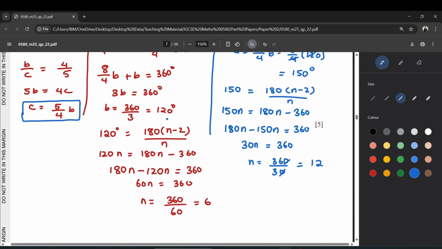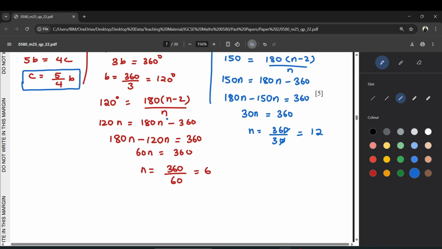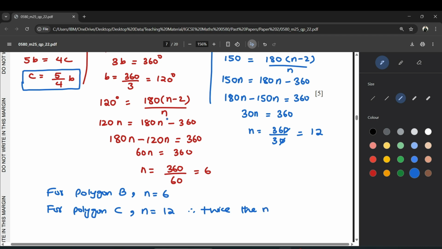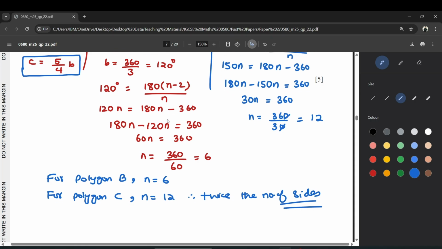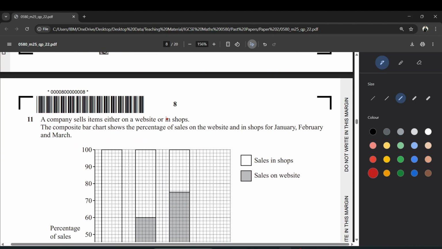So what we notice here is that the value of n for polygon B is 6. The value of n for polygon C is 12. So we can say for polygon B, n is equal to 6. For polygon C, n is equal to 12. Therefore, twice the number of sides. Okay. All right. So let's move to the next question now.